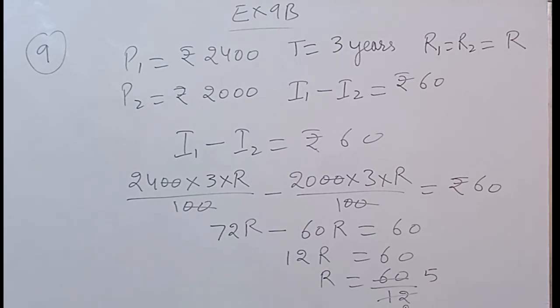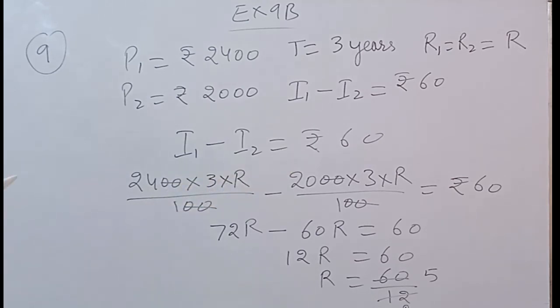So here, whatever is given, I am writing. P1 we are taking rupees 2400, time t equal to 3 years for both cases, R1 and R2 are the same, we are taking this R, P2 is rupees 2000 and given I1 minus I2 equal to rupees 60. So I1 minus I2 is rupees 60, that means 2400 into 3 into R upon 100 minus 2000 into 3 into R upon 100 equal to 60.